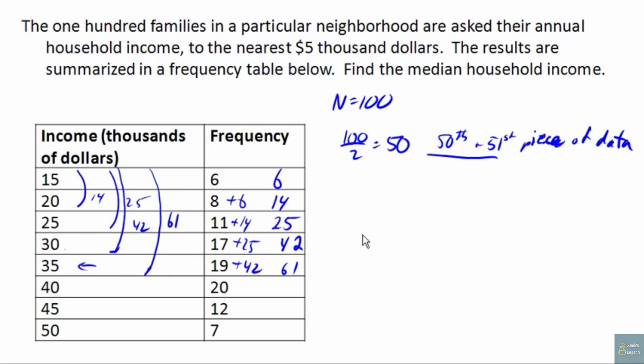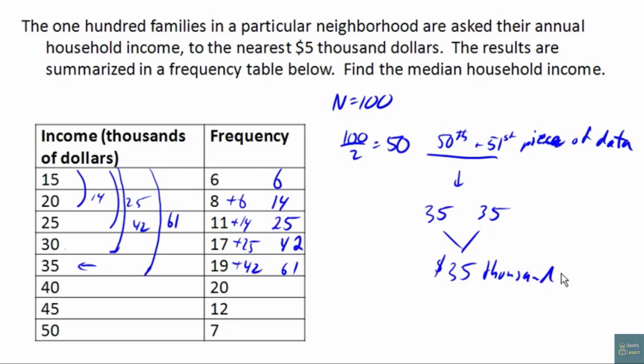And so both the 50th and 51st pieces of data were 35,000, and the mean of 35,000 and 35,000 is also 35,000. And so here the median income in this neighborhood is 35,000.